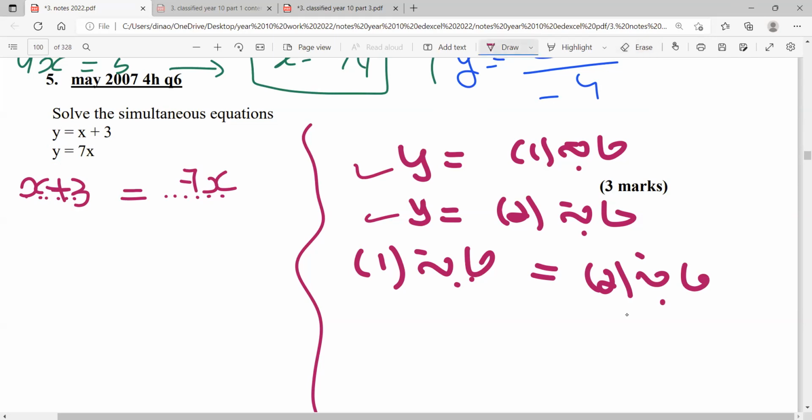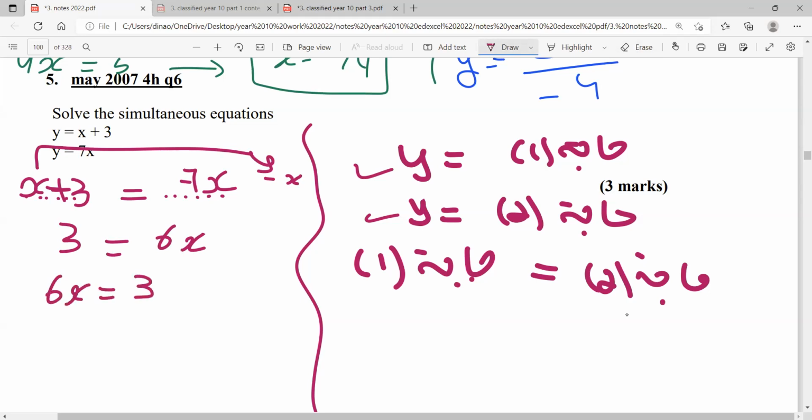Collect the x's on one side. Here I will subtract the x from the right hand side, so 7x minus x is 6x, and the constant remains on the left. Some people like to write the equation like this, which is called psychological comfort, where the letter is on the left hand side. To find the value of x, you divide both sides by 6, so 3 divided by 6 is half. It is always preferable to write your answer in its simplest form.